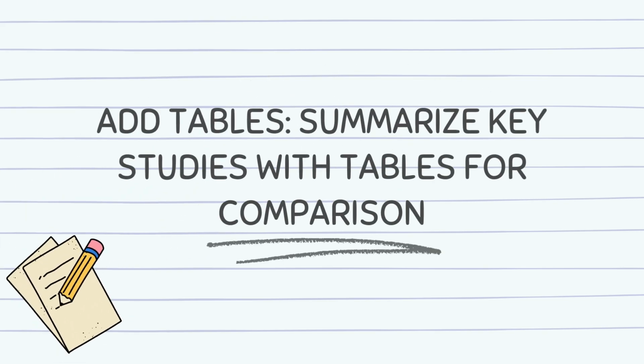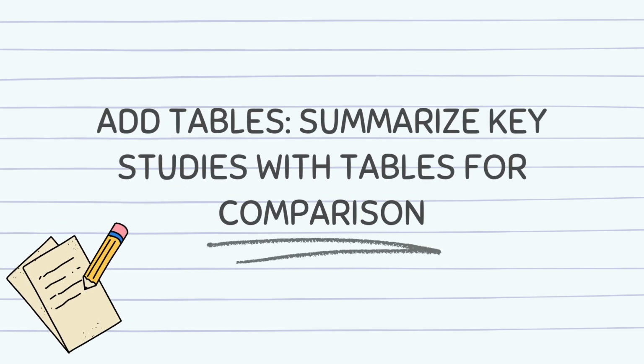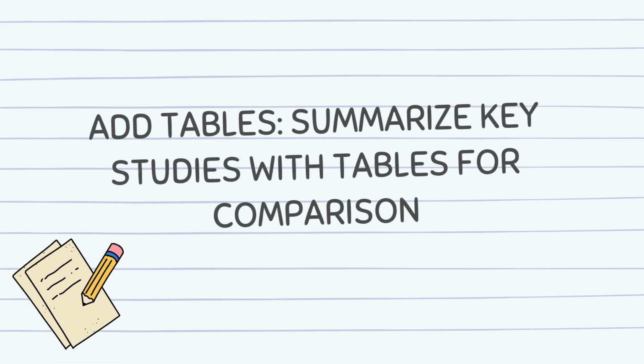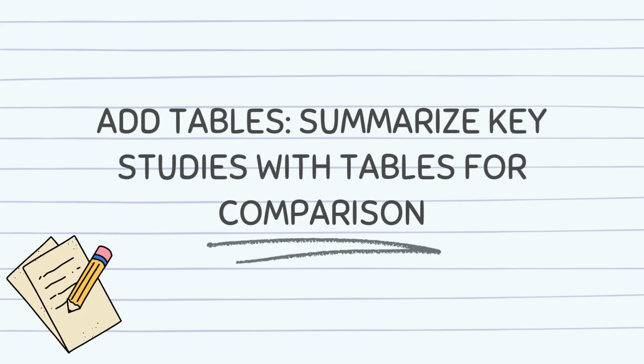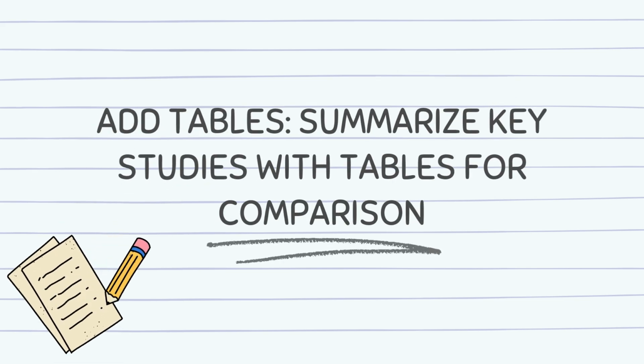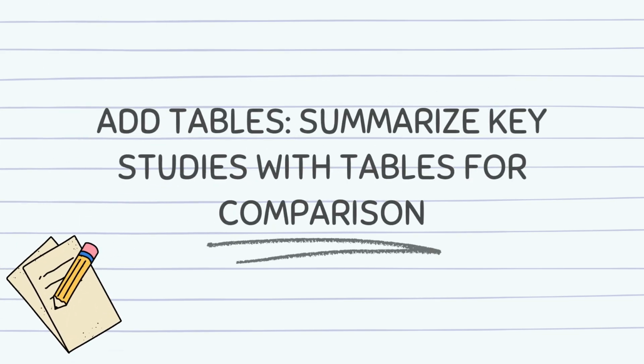Tables. Summarize key studies with tables for comparison. Summarizing key studies with tables for comparison in Chapter 2. Thesis writing. The review of related literature, RRL, provides a critical examination of existing research relevant to the study.